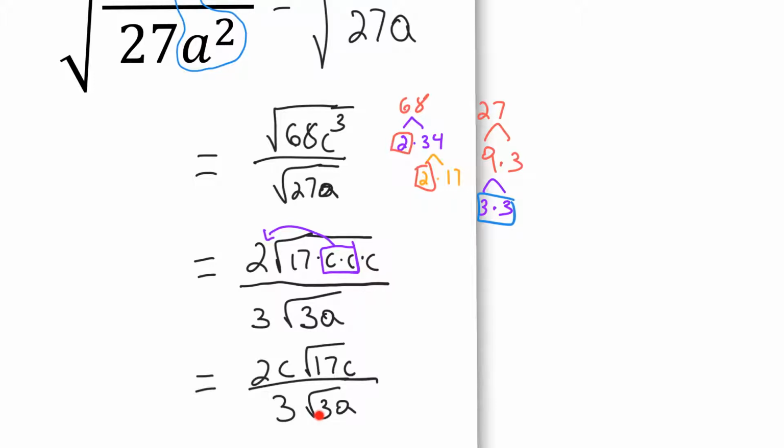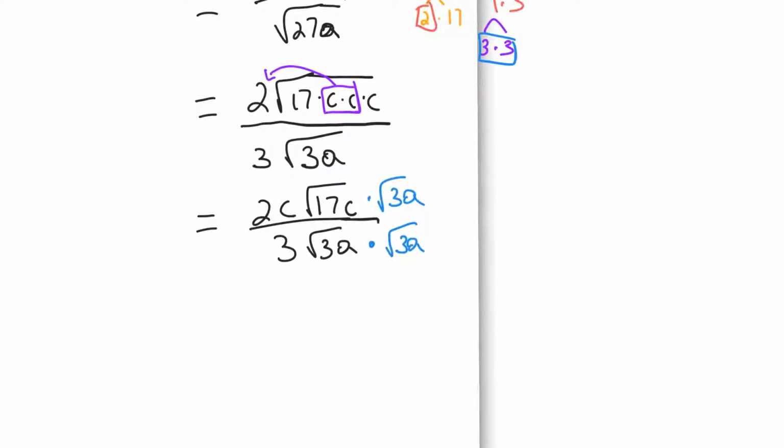The only one that has a radical on the bottom is this one here. So I'm going to have to multiply the bottom and the top by this one, because whatever you do to the bottom of the fraction, you also have to do to the top of the fraction. So let's go ahead and multiply the bottom. I'm going to multiply by the square root of 3a. And now I multiply the top by the square root of 3a. So let's go ahead and see what happens.